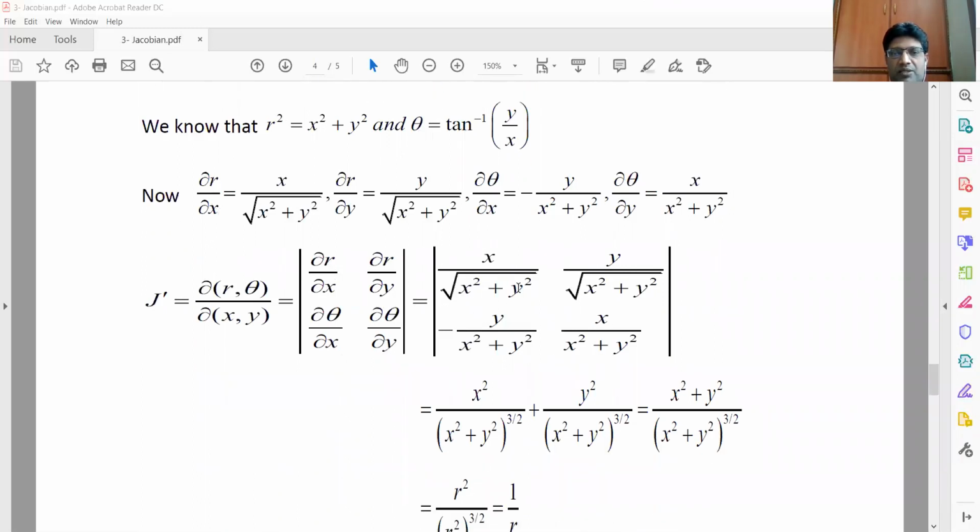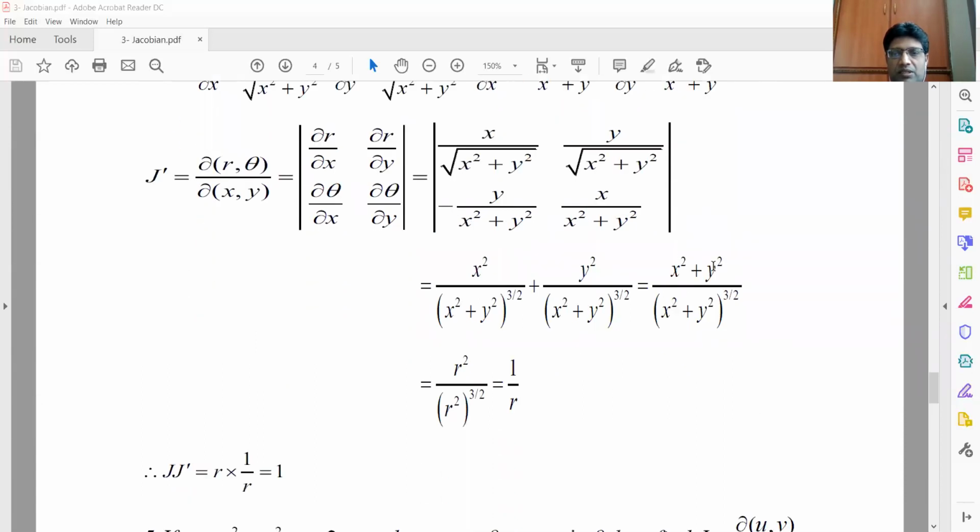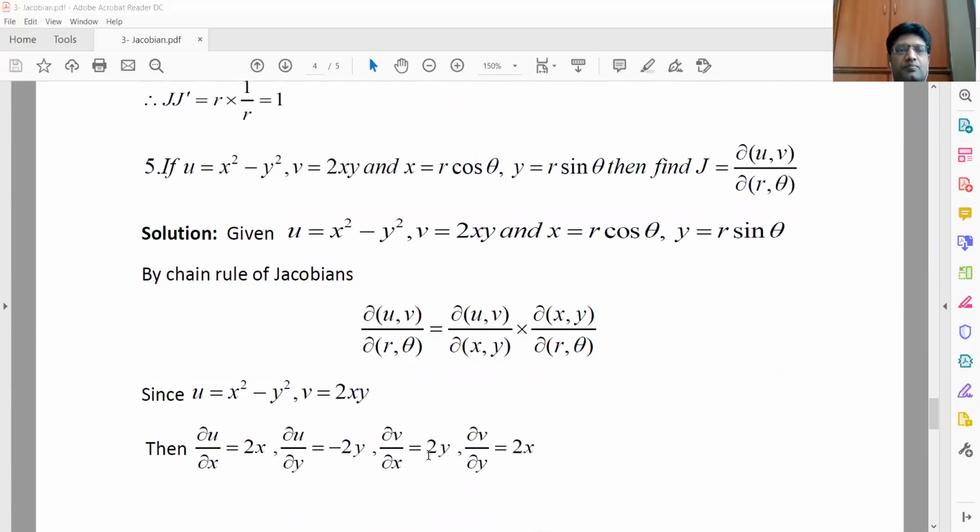So, if you expand this, what you will get? X square by root x square plus y square into 3 by 2 plus 3 by 2. So, LCM is same. So, x square plus y square, which is nothing but r square by r square, 1 by r. So, which is 1.